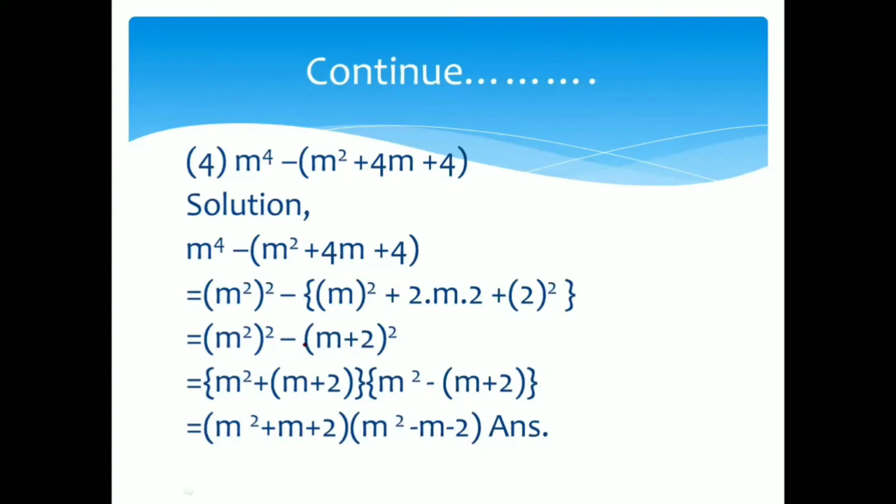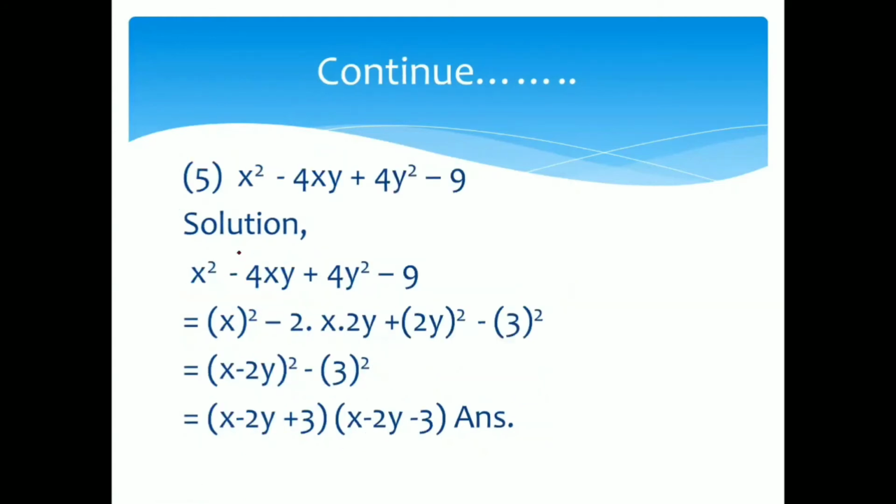It means a square minus b square means first a plus b, where a means m square, b means m plus 2. Here also a minus b, a means m square, b means m plus 2. Then open the bracket: m square plus m plus 2. There is no change because there is a plus sign. But here is a minus sign, we have to change it. Minus plus minus, and minus plus also minus. These are the two factors of this question. Now let's move to the next slide.